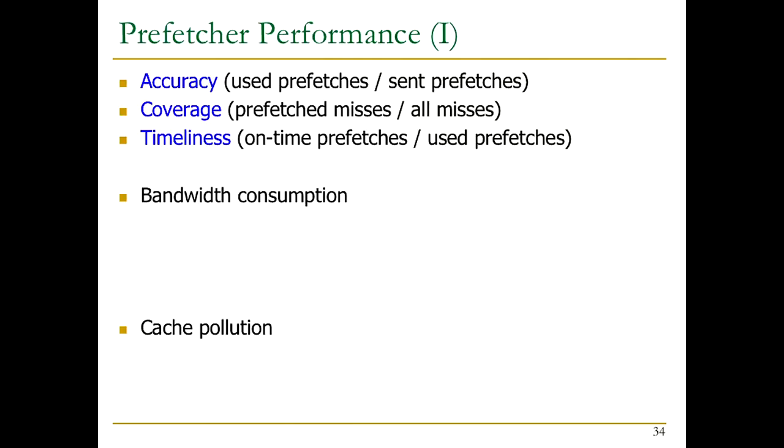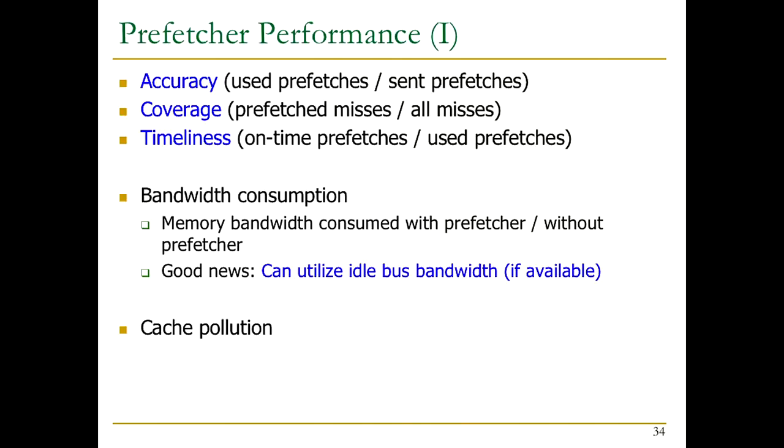Clearly, locality-based prefetchers make the trade-off that they would like to improve coverage at the expense of some accuracy. And you can add stride detection on top of that to increase accuracy. And timeliness is really dependent on your distance. How large is this window that you're selecting, right? So there are other issues. Clearly, bandwidth consumption is an issue: memory bandwidth consumed with the prefetcher divided by without the prefetcher. If you increase that too much, that may not be good. But if you have idle bus bandwidth, then you can utilize that for prefetching. And everybody wants idle bus bandwidth, of course. But that may not be so easy to get.